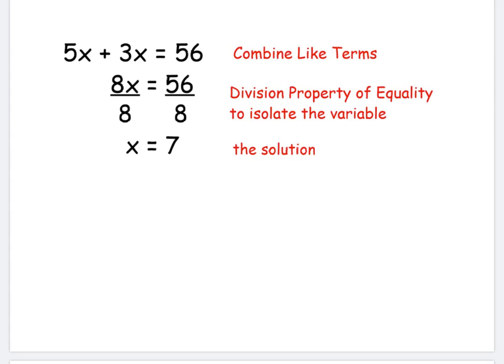Again, we now have the same equation with the same steps that we did, but with a little bit more in terms of justification. So the first thing we did was we combined like terms. That is our justification. The first step we justify by saying that we combined our like terms. Then we divided both sides by 8, and just like previously, our justification is the division property of equality, and again we did it to isolate the variable. Then our solution is x equals 7.